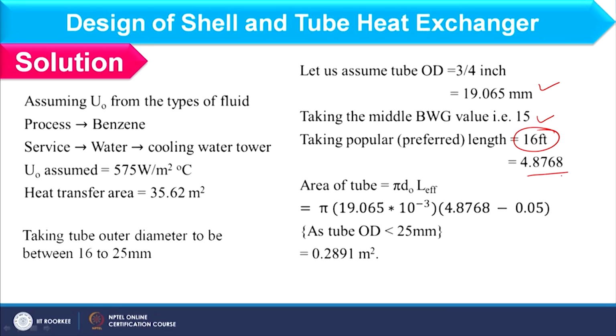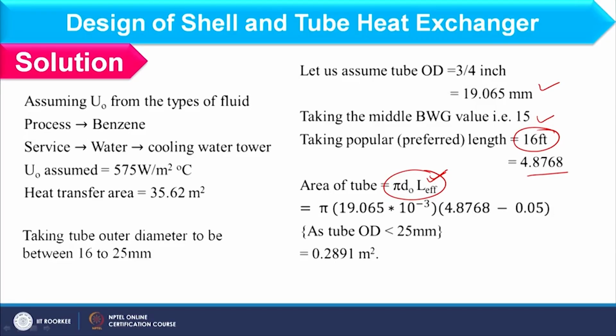So the next point is we have to consider the area of a single tube. The area of a single tube we can find by pi d naught L effective. Why I am considering L effective I have also discussed previously: some section of the tube is inside the tube sheet, and that section will not participate in heat transfer. So from the total length we have to deduct the thickness of the tube sheet times 2, because for each tube I have 2 tube sheets.